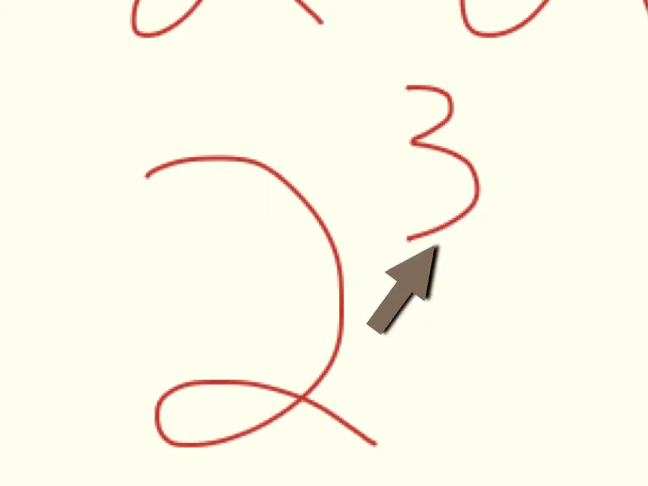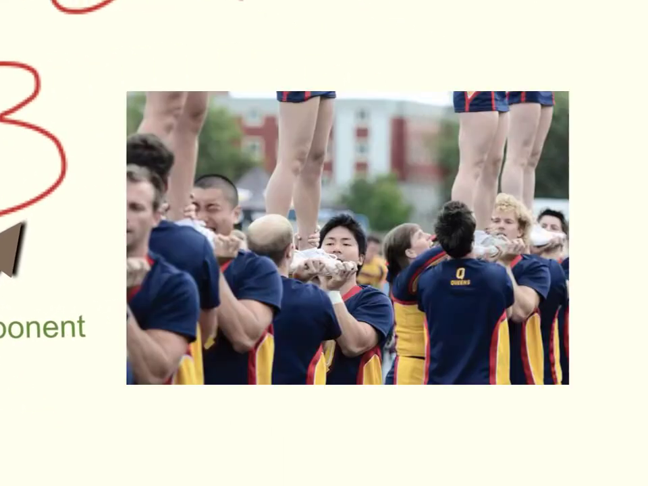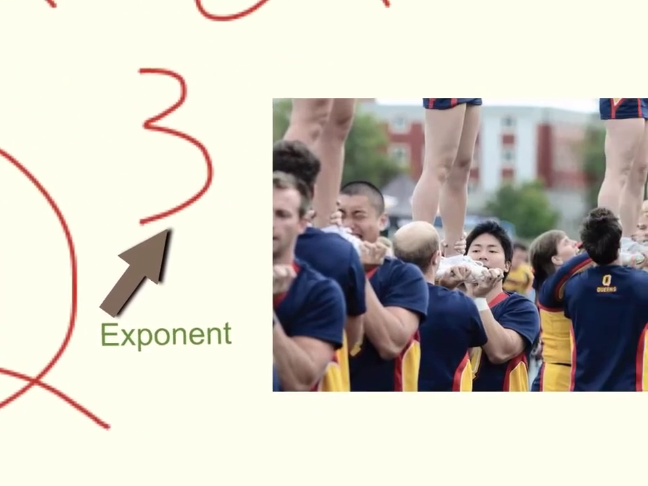The 3 in this case is our exponent, or sometimes called a power. And our 2 is our base. Think about it kind of like cheerleading. Like right here, we have our bases holding up our cheerleaders. Or in our case, we'll have our bases holding up our exponents.